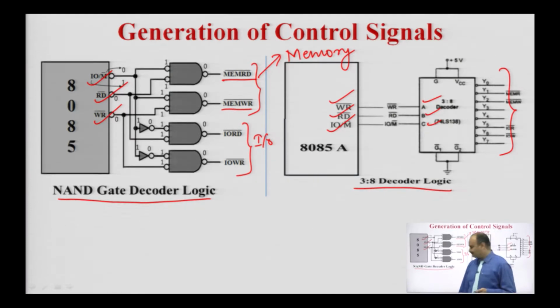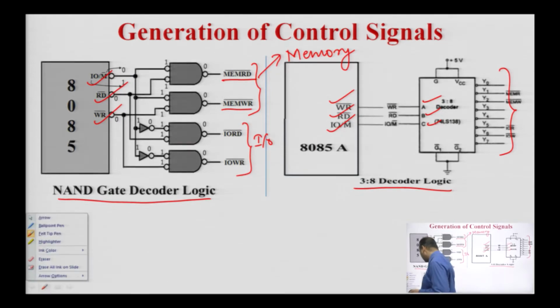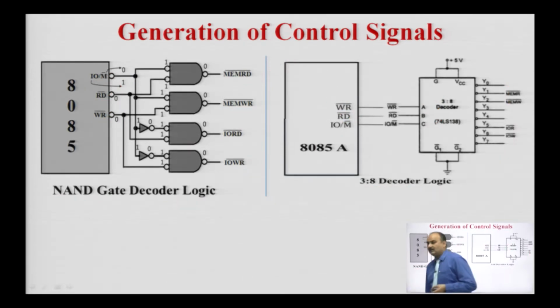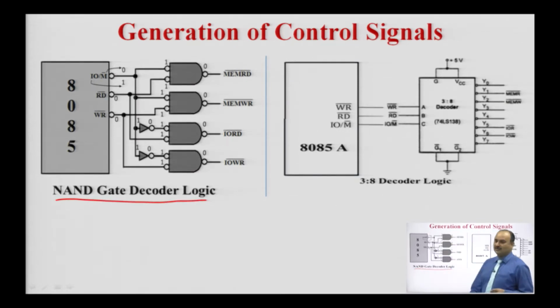So, let us see the generation of the control signal by using the NAND gate decoder logic. This is the first technique, NAND gate decoder logic. Here we use 4 NAND gates, that is NAND gate 1, 2, 3 and 4, and the microprocessor supplies the signals input output or memory, read bar and write bar control signal.